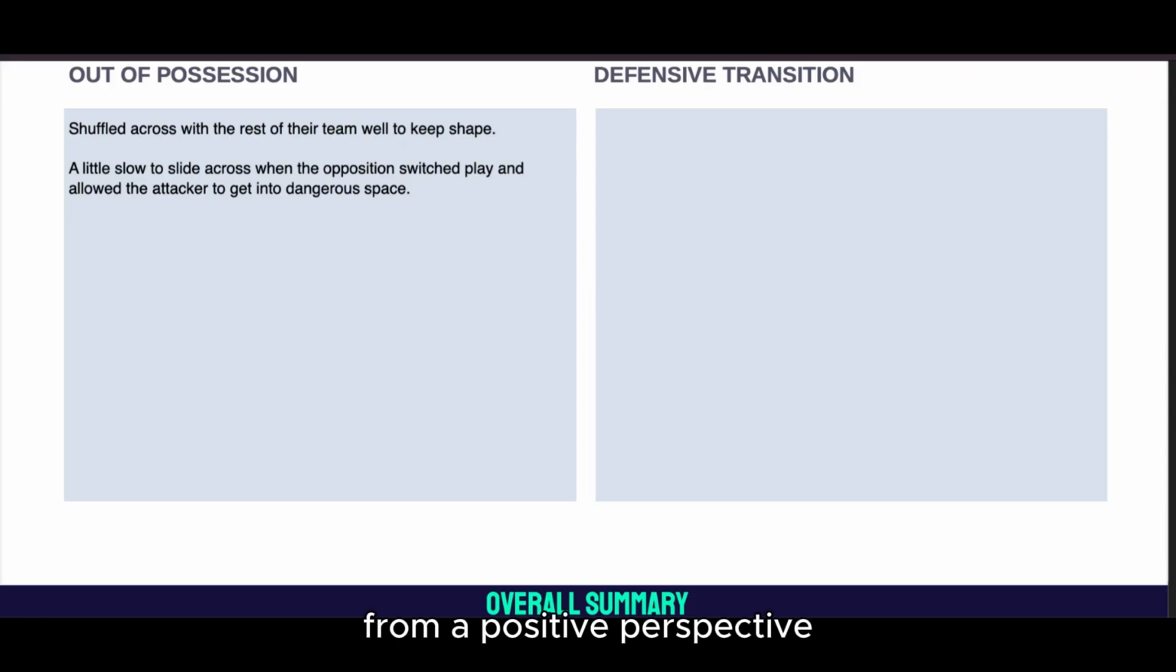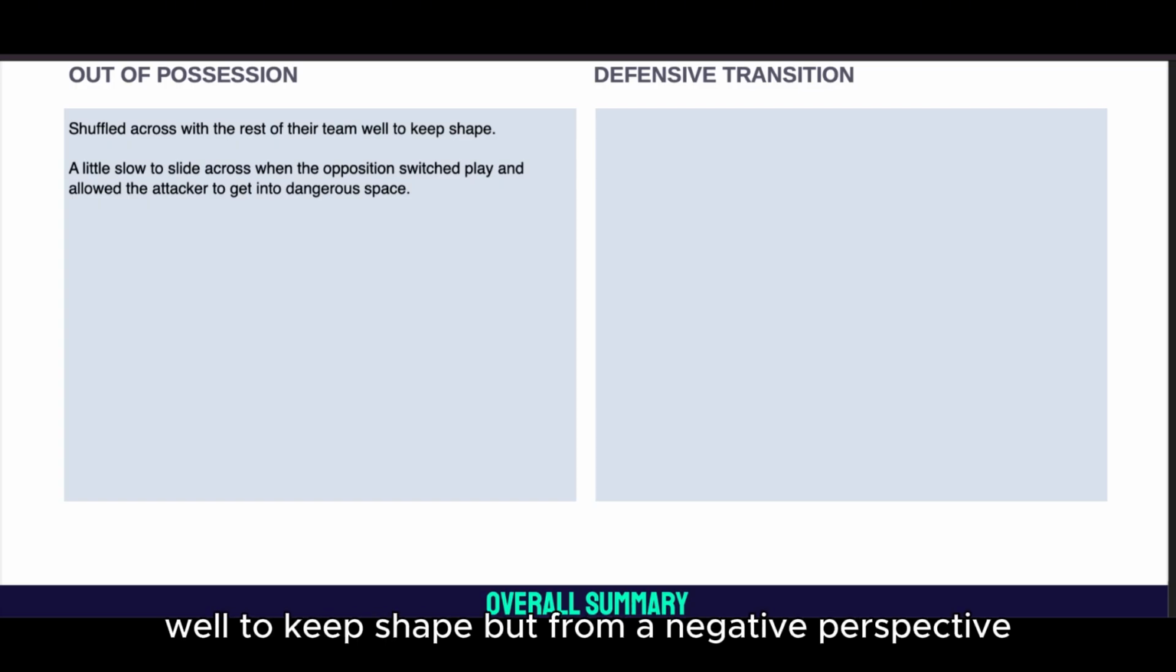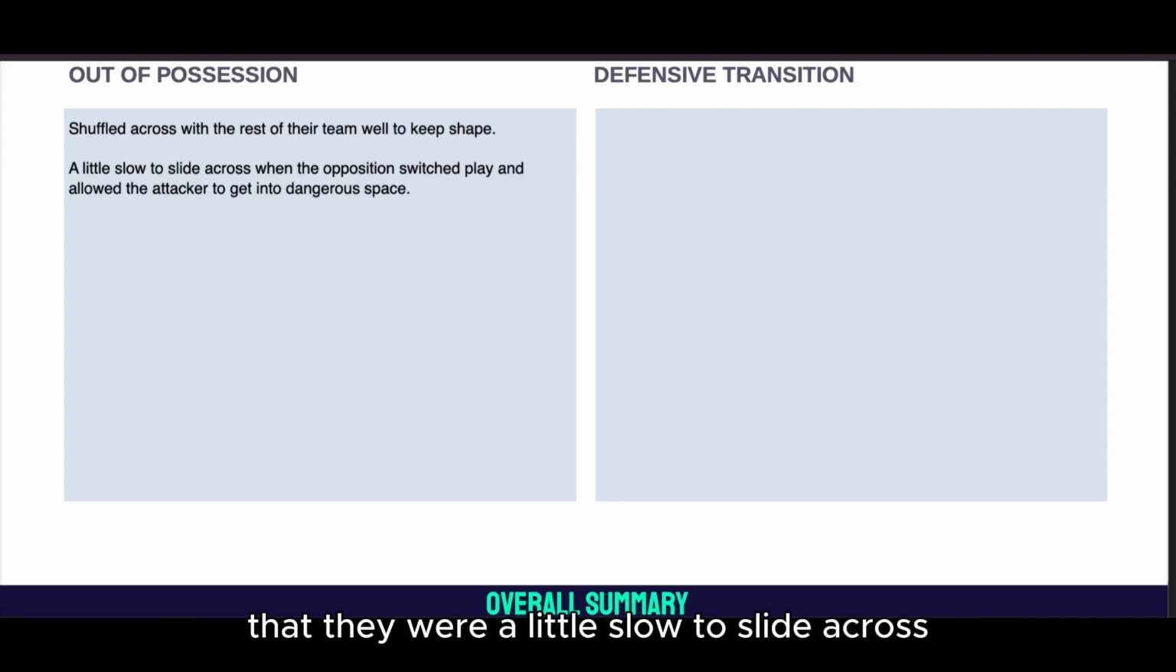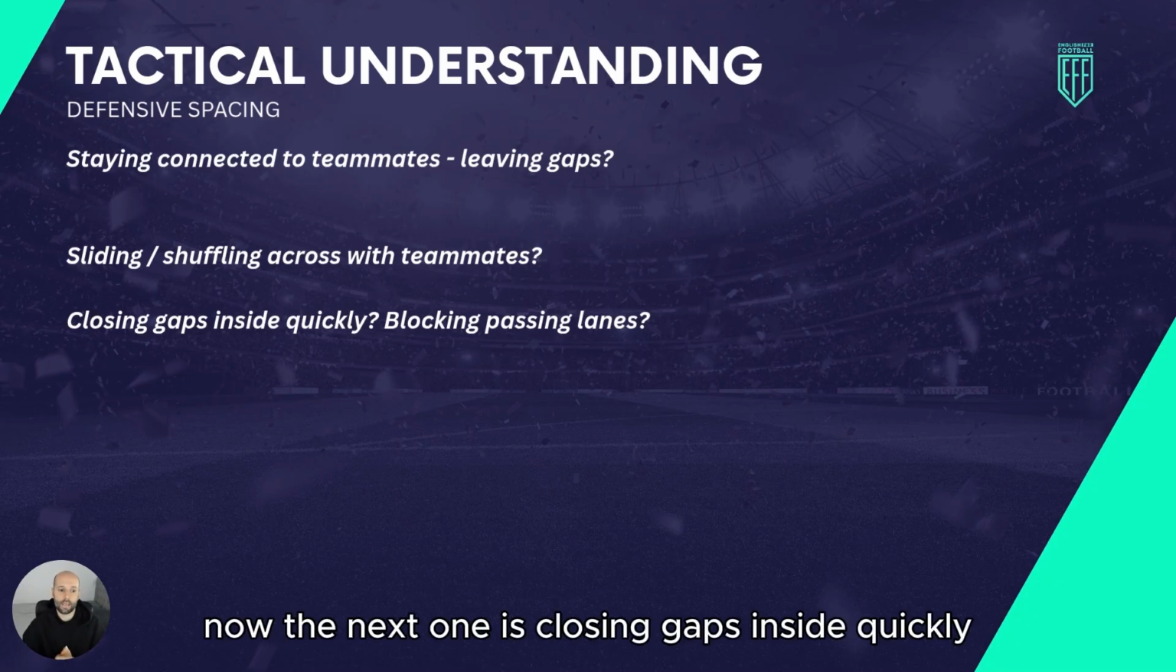From a positive perspective, you could say they shuffled across with the rest of the team well to keep shape. But from a negative perspective, it could be that they were a little slow to slide across when the opposition switched play and allowed the attacker to get into dangerous space. Now, the next one is closing gaps inside quickly.